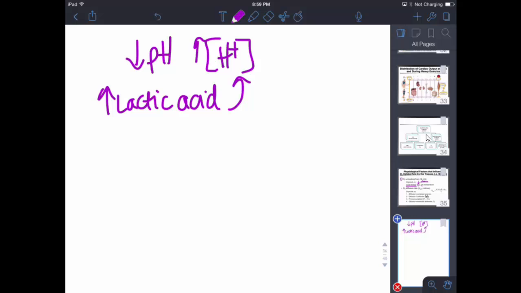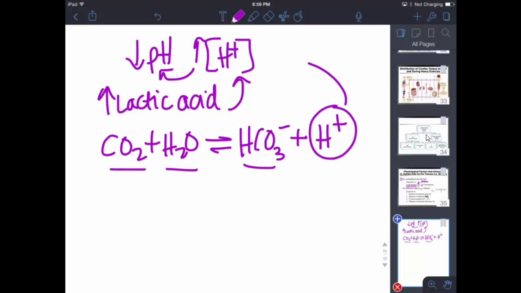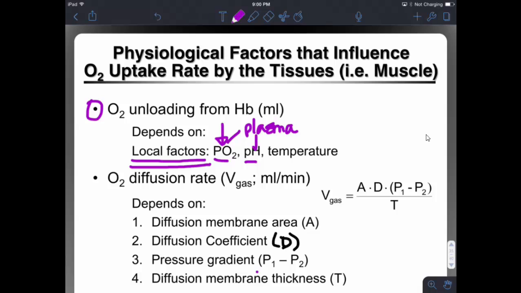Okay. And that's going to bring hydrogen ion concentration up and pH down. The other reason why we are producing more hydrogen ions during exercise is because we're producing more CO2. And remember that CO2 binds with water, and most of the CO2 is carried as bicarbonate ion, and in the process of creating bicarbonate ion, we also create some hydrogen ions, which further will cause a reduction in pH. And with a reduced pH, we get more unloading.